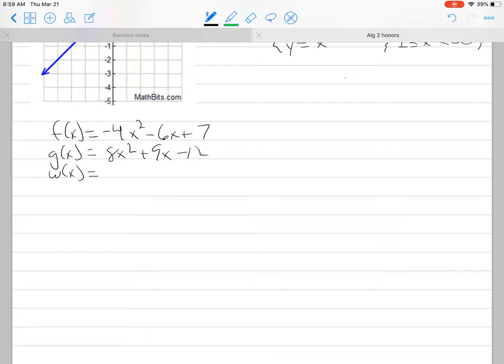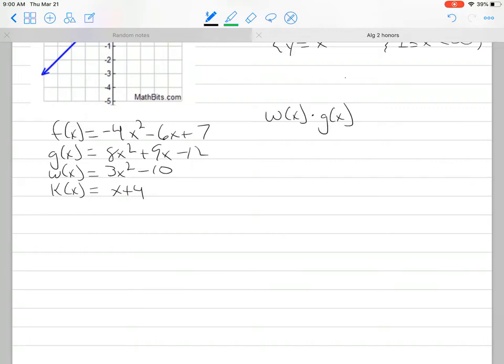Next up, I'm going to tell you that f of x equals, and you should write this down, negative 4x squared minus 6x plus 7, g of x equals 8x squared plus 9x minus 12, w of x equals 3x squared minus 10, and k of x equals x plus 4. I want you to go ahead and find me w of x times g of x right now.